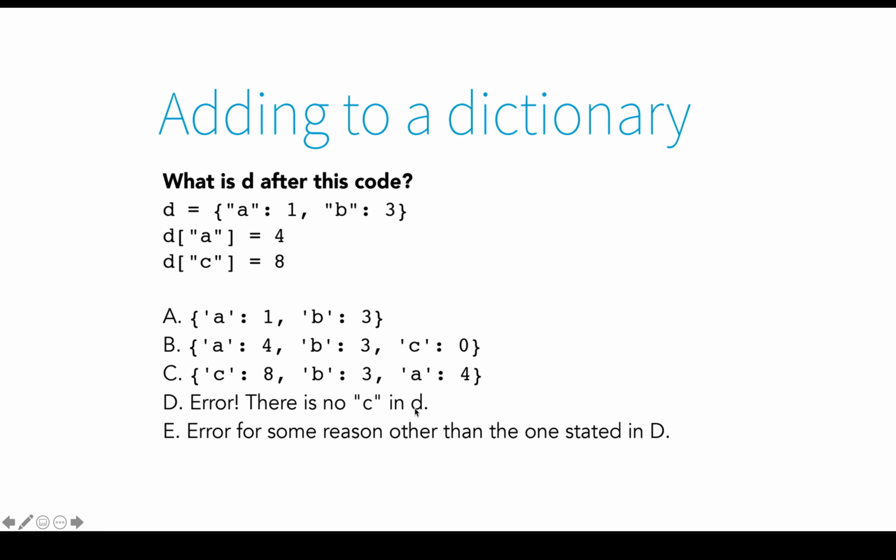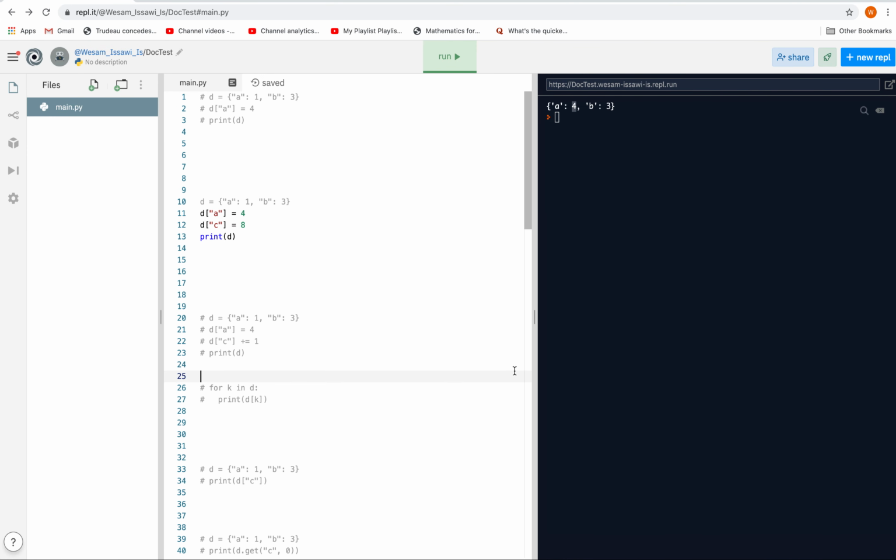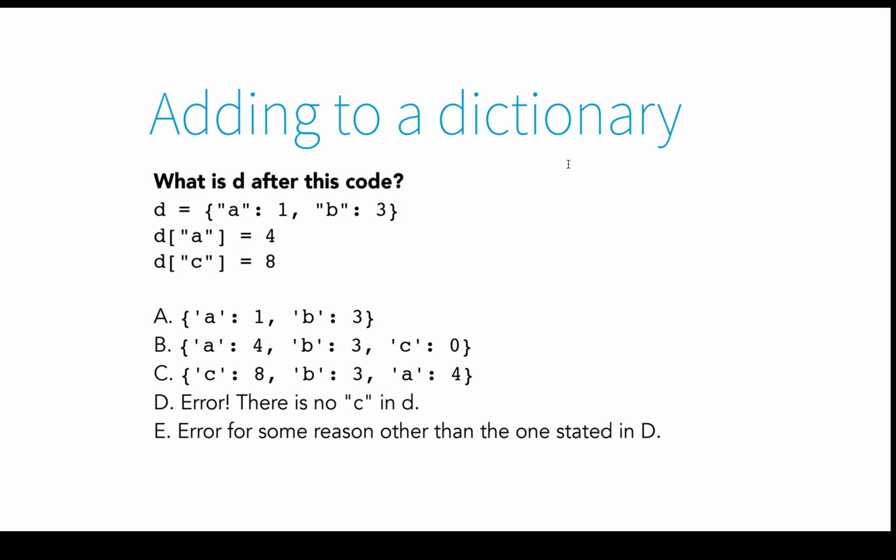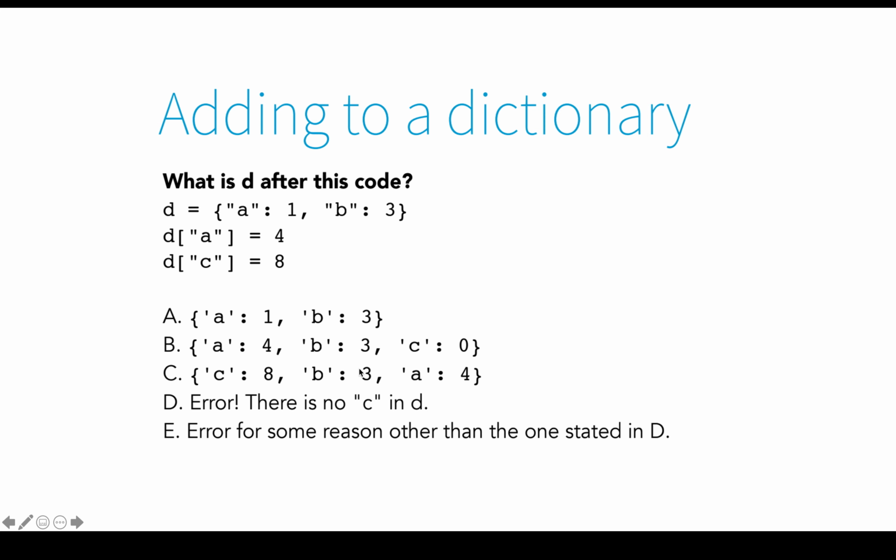Finally, there's error. There's no C and D. Error for some reason other than the one stated in D. So let's just take a look and convince ourselves of that. If I run this code, we know that A refers to 4, B refers to 3, and C refers to 8. It's a little bit different from this, but it doesn't even matter because there's no particular order. I just wrote it in this fashion to indicate to you that it doesn't matter the order. As long as there's one key and it refers to a value, everything's good.